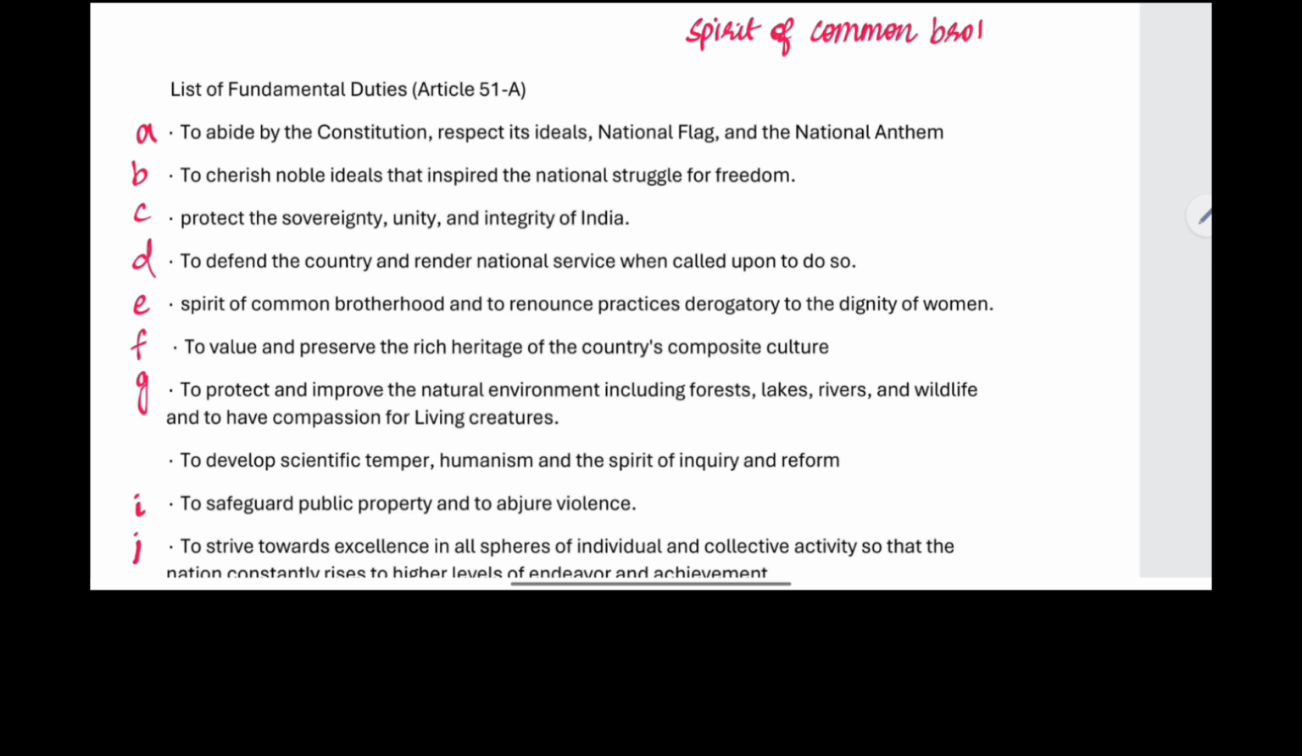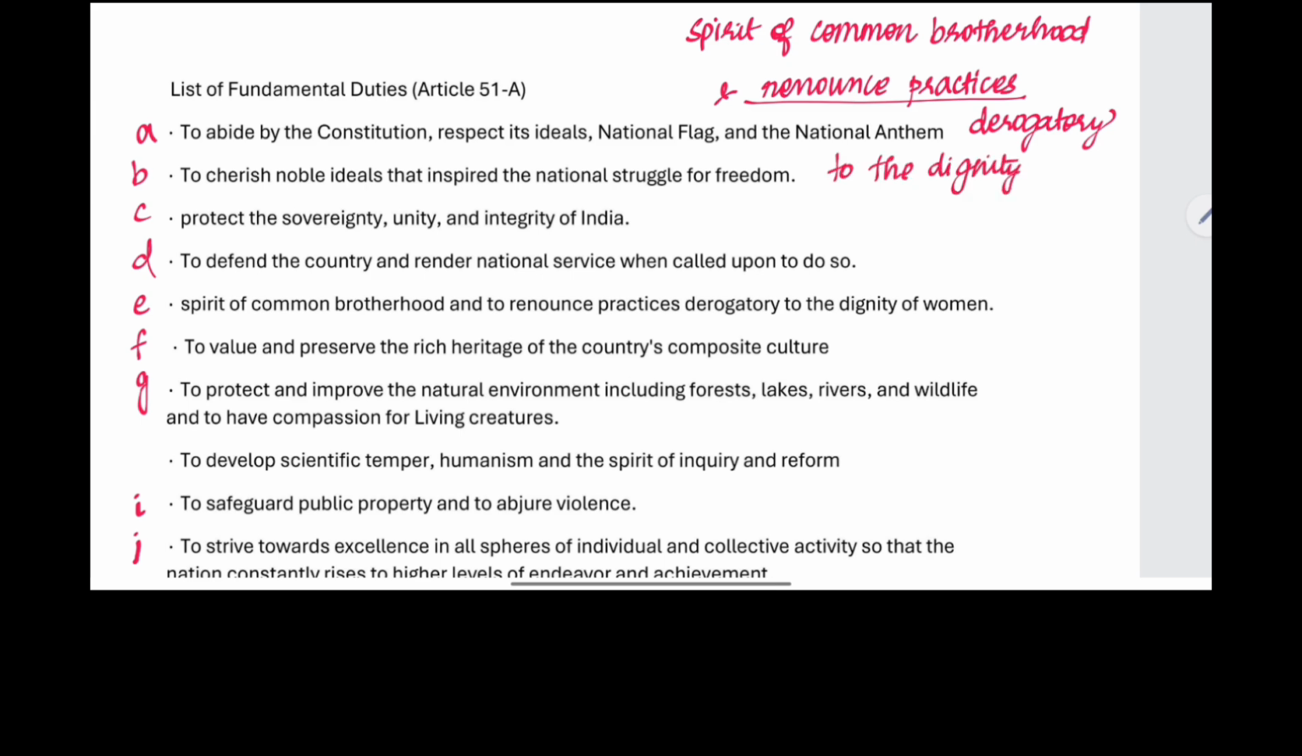The spirit, there is a spirit of the common brotherhood, right? And we are renouncing the practices which are derogatory to the dignity of the women. We have a spirit. What is the spirit?